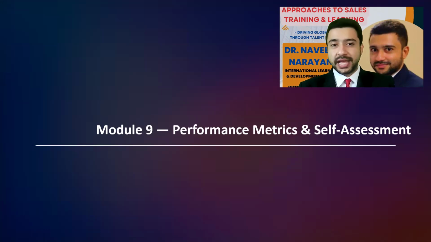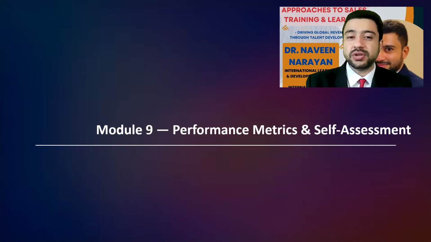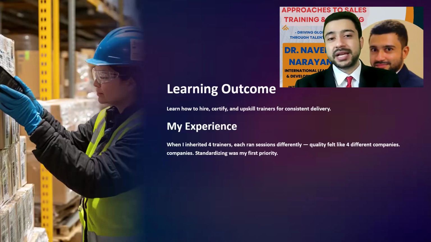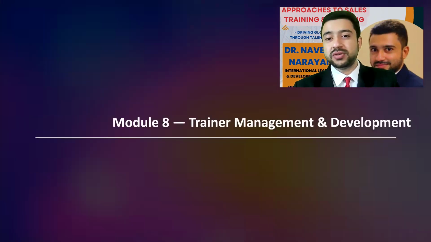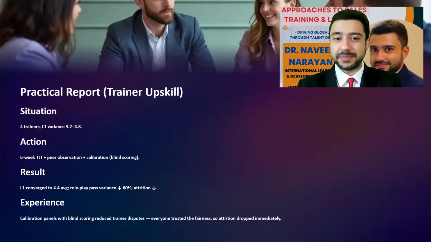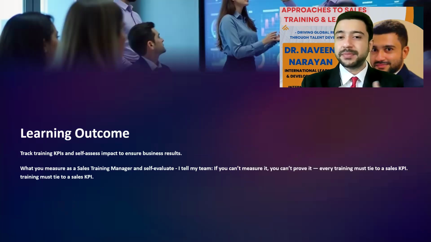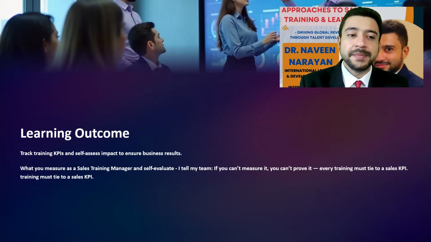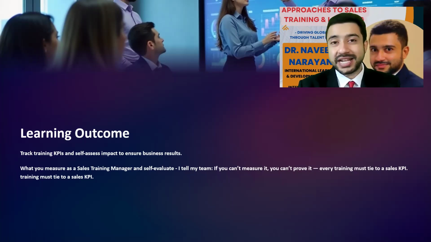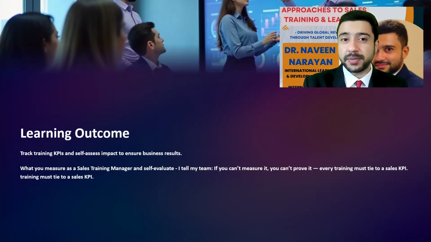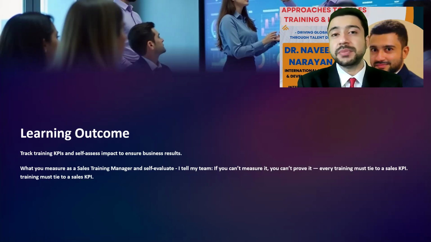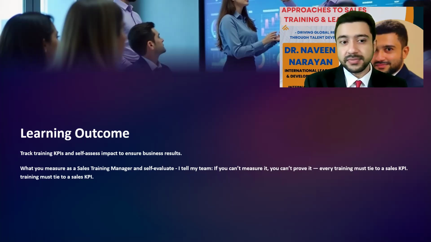So up to here, module 8 we completed, about training the management, trainer management and development we completed. So now module 9, performance metrics and self assessment. So here the learning outcome of this particular module is like how to track the training KPIs, the key performance index of the trainers, and the self assess impact to ensure the business results.